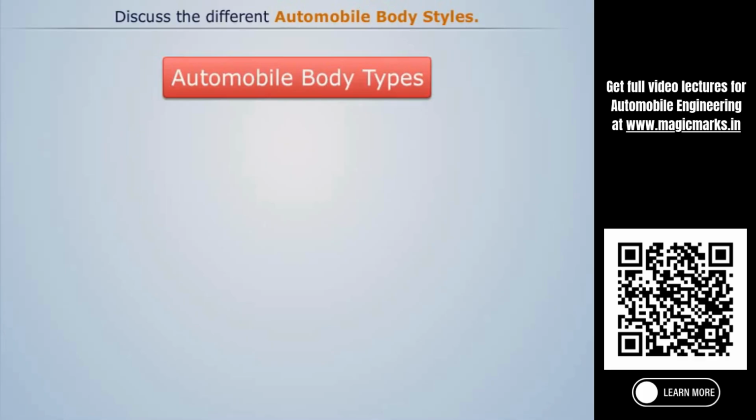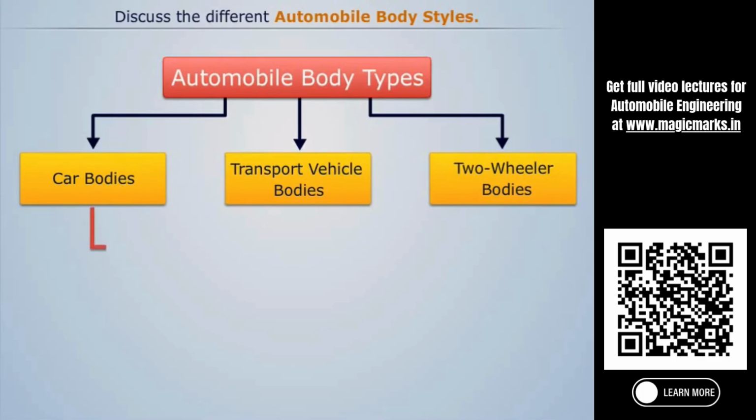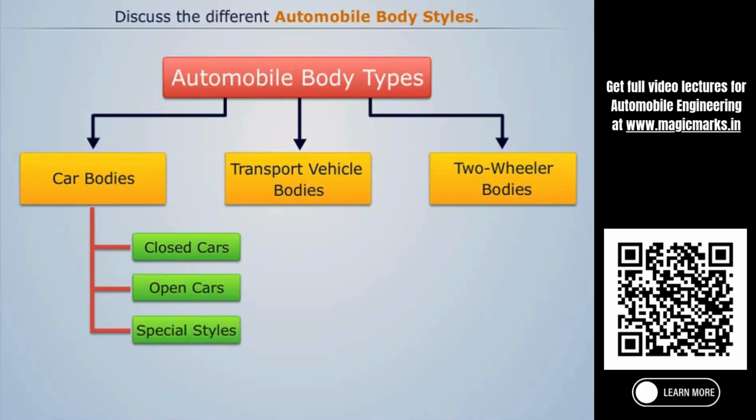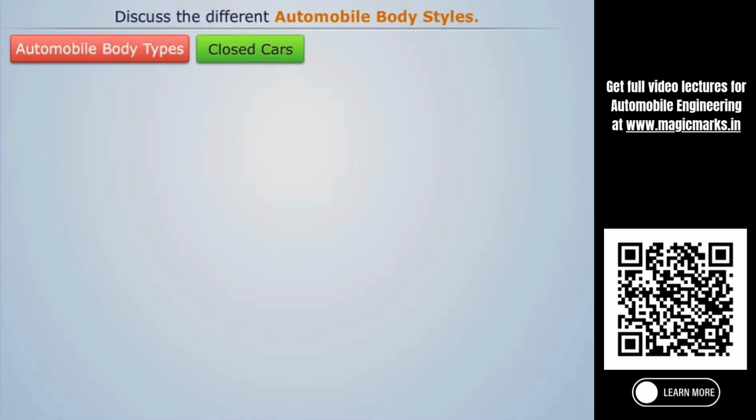This classification is mainly done for car bodies, transport vehicle bodies, and two-wheeler bodies. Let's first discuss the different body styles for cars. Car bodies can be broadly classified into three categories: closed cars, open cars, and special styles. Now let's discuss each of these car styles one by one. Closed cars. There are mainly 5 types of closed cars.